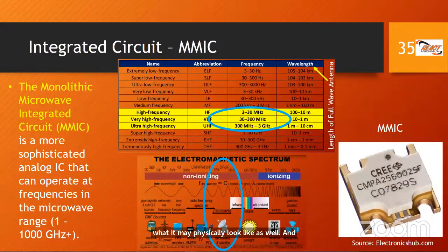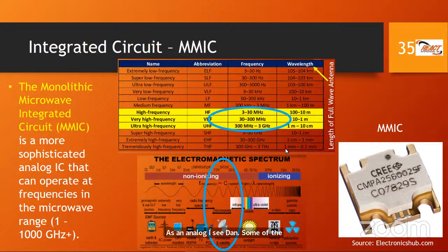Right, so up next, another type of integrated circuit called an MMIC, monolithic microwave integrated circuit. And we have a picture of what one might look like here, right? So often used in transceivers or transmitters. And it is an IC, but is a bit more sophisticated as an analog IC than some of the others. One of the reasons is that it operates at radio frequency.